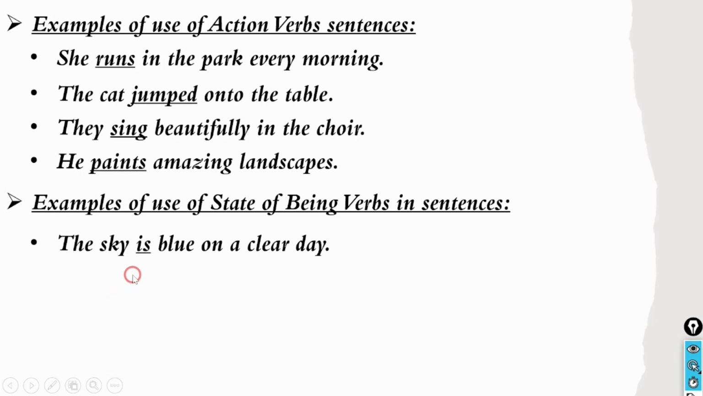So like we are saying, the sky is blue on a clear day. So the verb here is... It is telling us the state, all right, of being, of what? Of the sky, the state of being of the sky. So it's saying the sky is blue. The sky is blue. So that is the state of being of the sky.